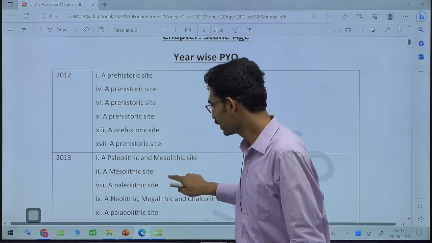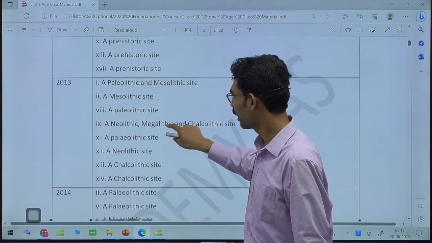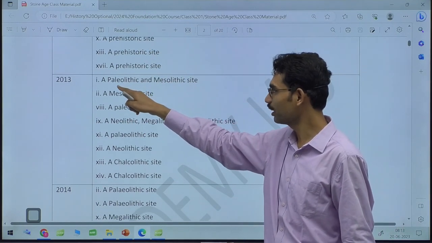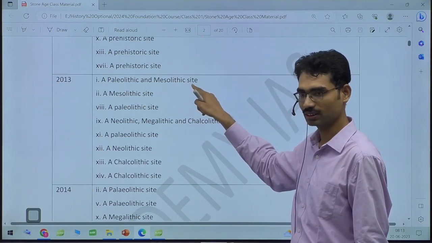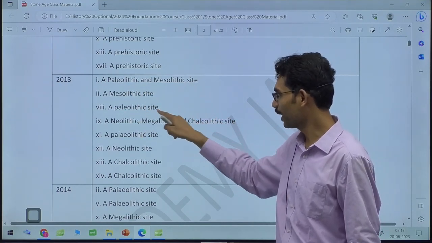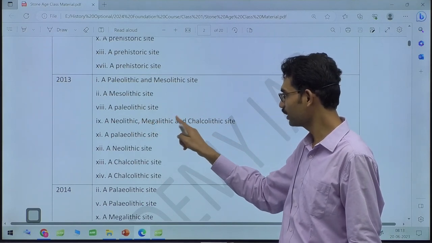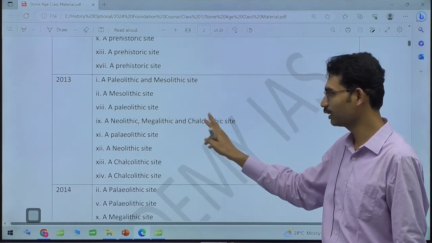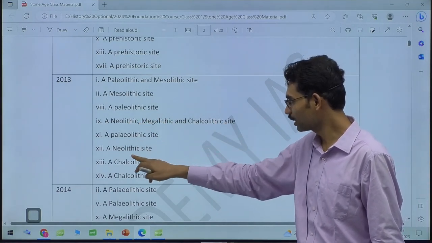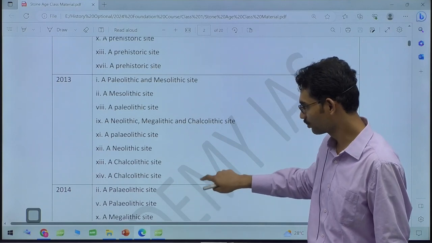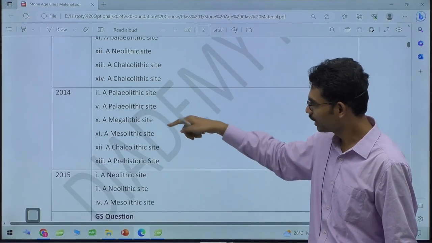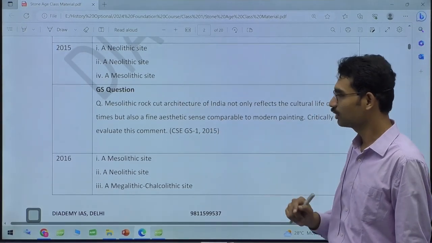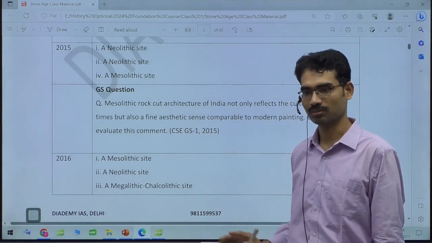When it comes to 2013, now you can see, a little bit advanced. They have specifically asked for a Paleolithic and Mesolithic site. A Mesolithic site, a Paleolithic site, and a single site which has the evidence of Neolithic, Megalithic, and Chalcolithic. Likewise, every year you can see at least 3 questions here. In 2015, in GS also there was a question.